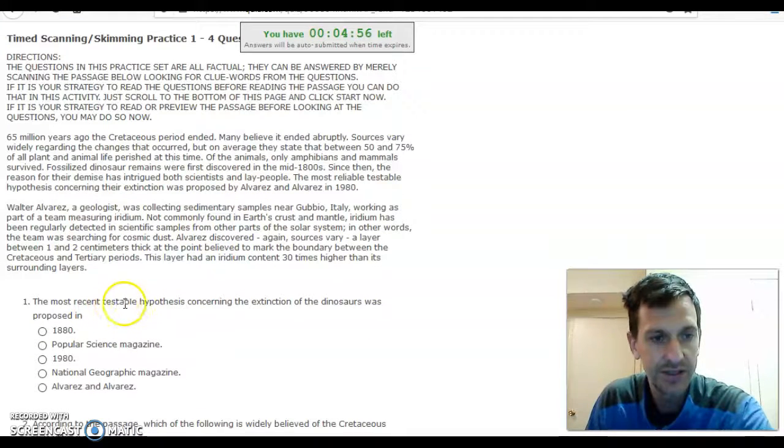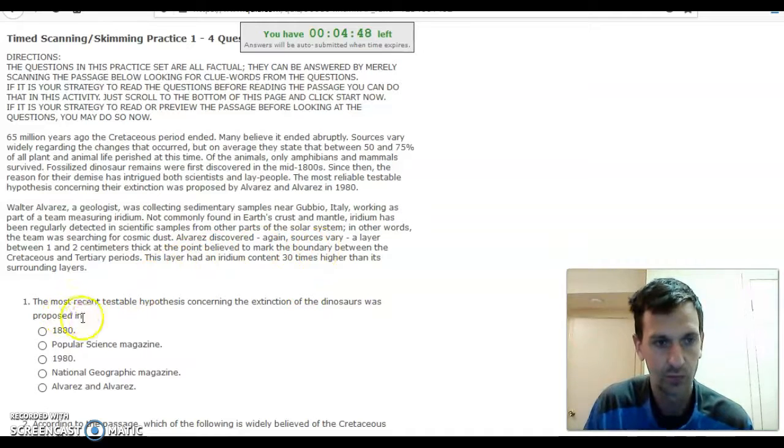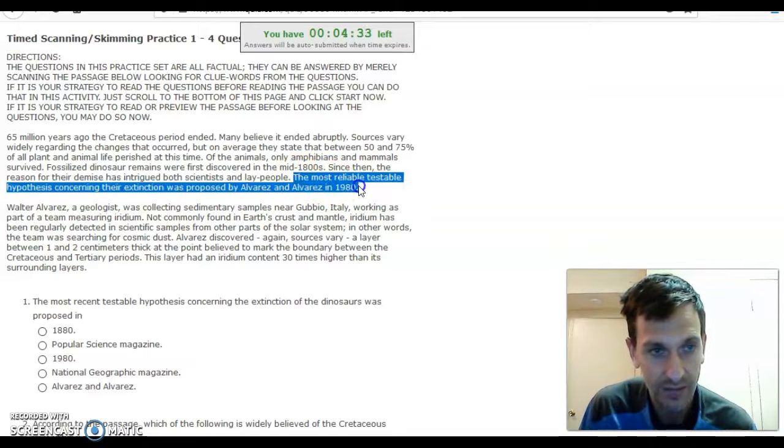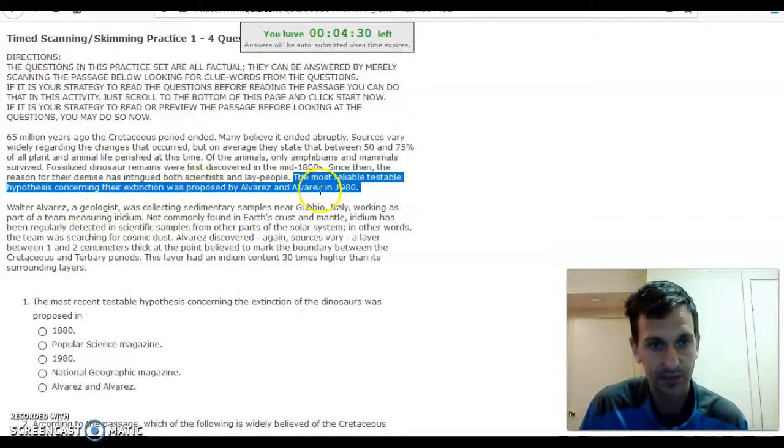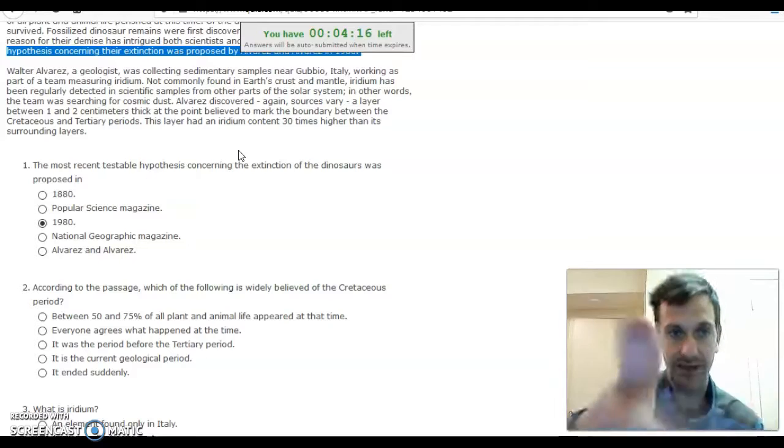The most recent testable hypothesis. I just jumped right to the question. The most testable hypothesis concerning the extinction of dinosaurs was proposed in what year? 1880, 1980. We see years, right? So what I do is I look for the year. I see 1980. Let me read the sentence. The most reliable, testable hypothesis concerning extinction was proposed by Alvarez, and Alvarez was the most recent, 1980. See how quickly I got that answer? I didn't even have to read it. But we're going fast. We're moving quickly. That would be scanning. We're scanning for the one word.